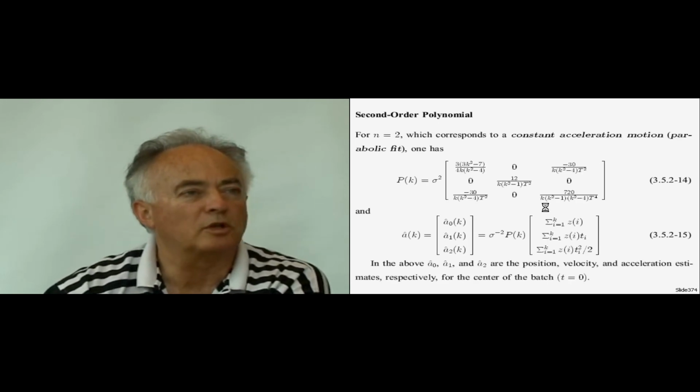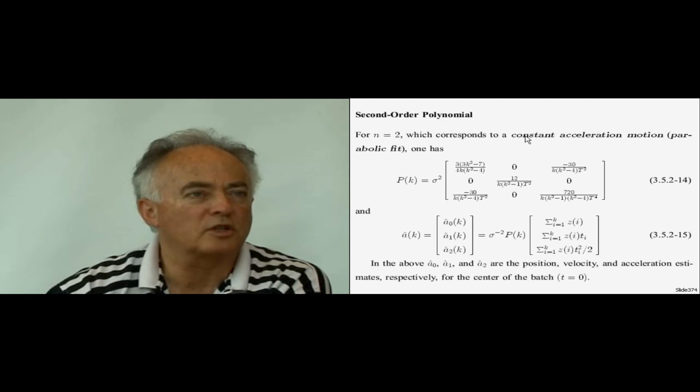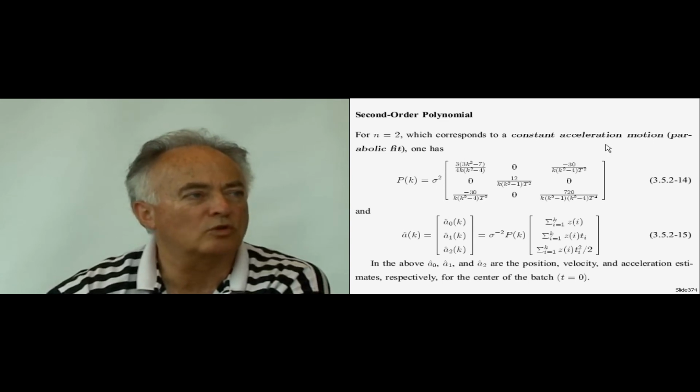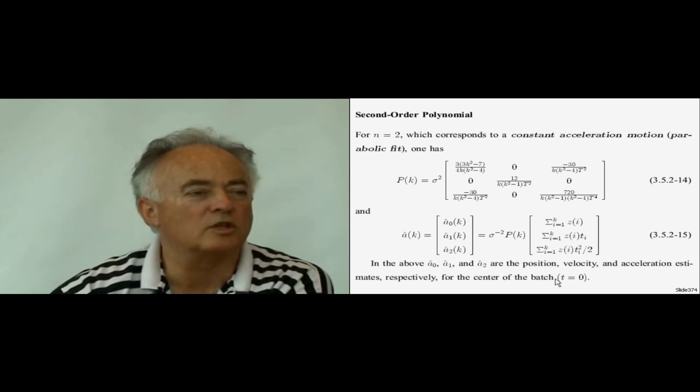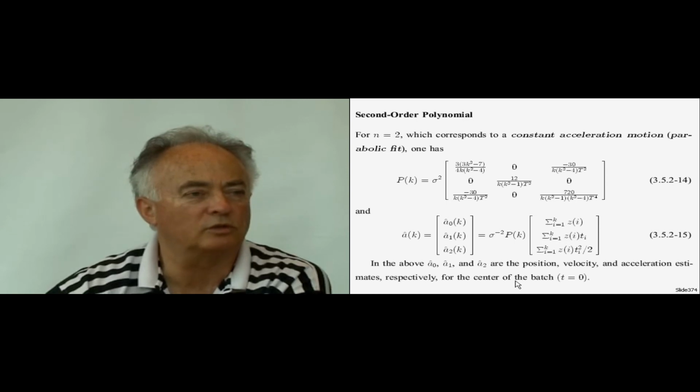A second order polynomial would be a constant acceleration motion or parabolic fit. Again, we have expressions that become a little bit more complicated, and now the a0 hat, a1 hat, and a2 hat are the position, velocity, and acceleration estimates, again at the reference time t equals 0, which now has been selected at the center of the batch.